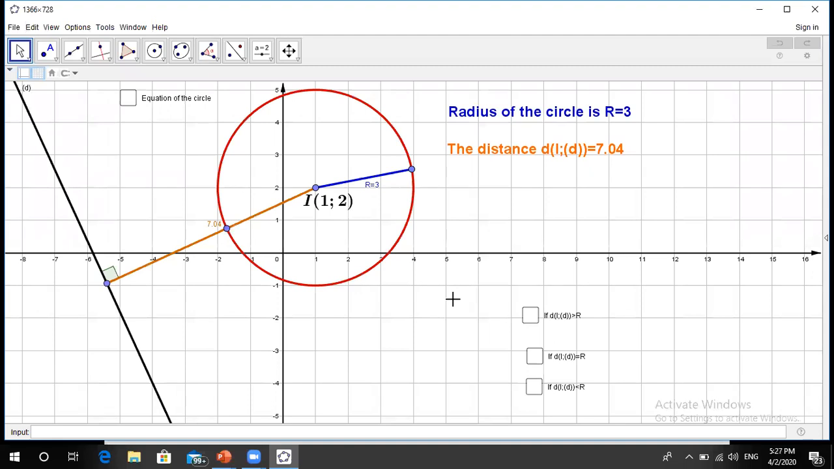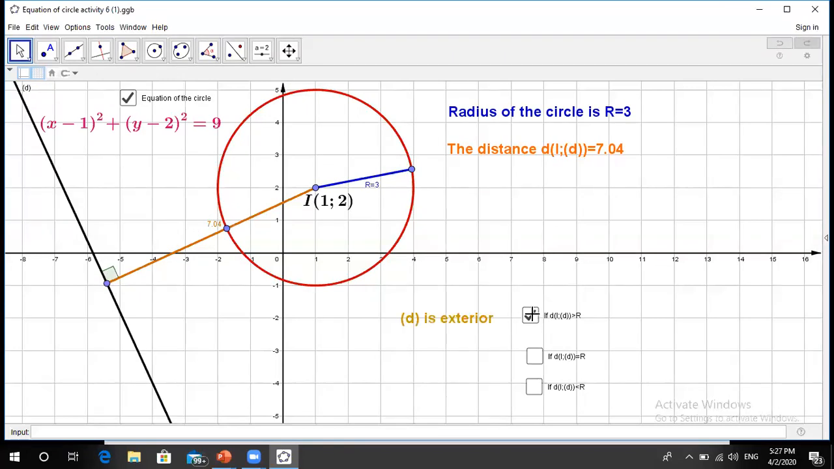As you can see, here you have a circle with center I(1, 2) and radius 3. The equation of the circle is (x − 1)² + (y − 2)² = 9. If you look at the distance between the center of the circle and the line, let's say it's I to the foot of the perpendicular, let's say H, the distance, as you can see here, is 7.04, a value which is larger than the radius. And we say that the line is exterior to the circle, so there are no points of intersection.